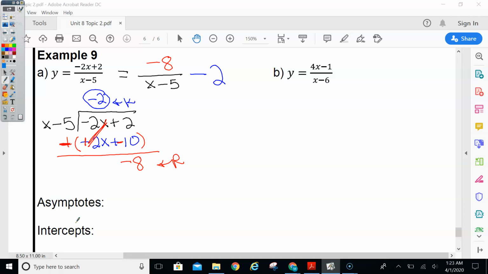Okay, you can go back and do the asymptotes and the intercepts. I want to do the process. So for B, divide 4x minus 1 by x minus 6.